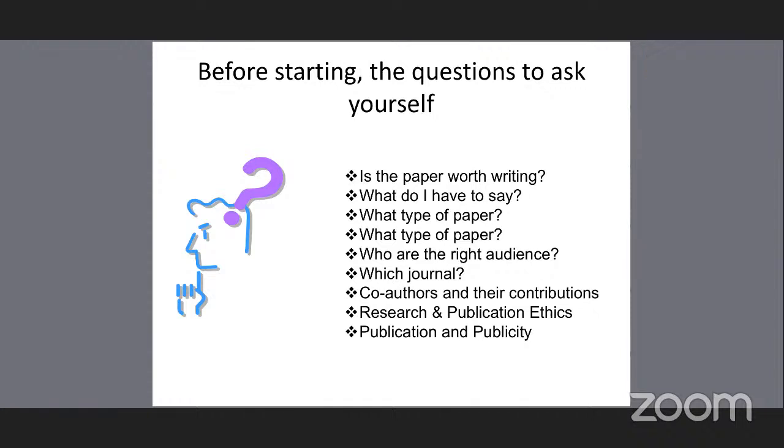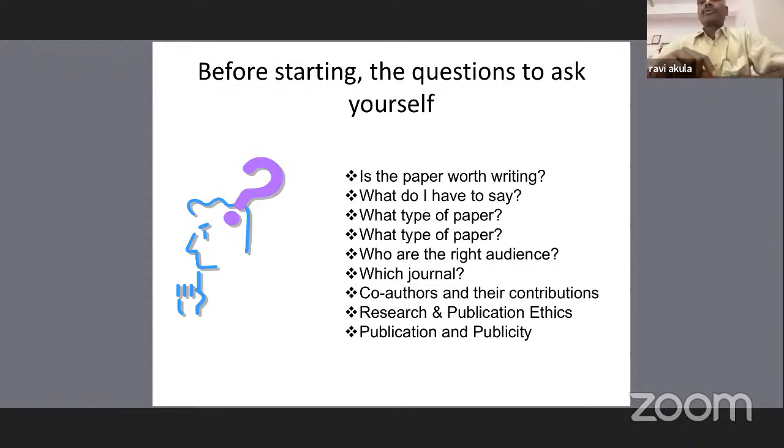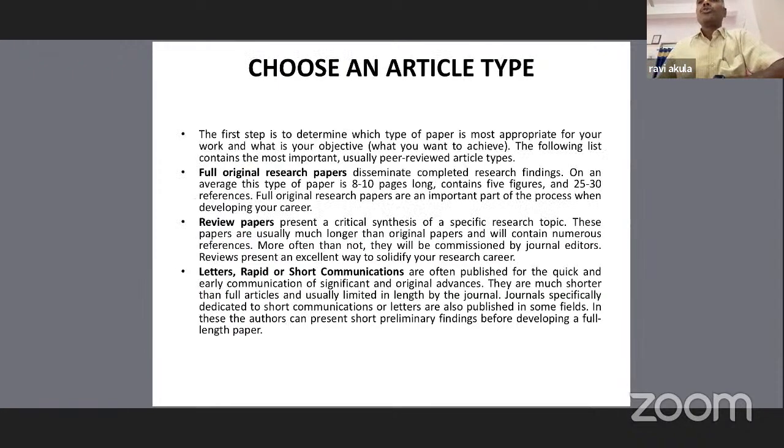So then the next is choose an article. The first step is choose an article type. What type of paper you would like to write? So there is a classification, and this classification is not a fixed one. Depending on the type of the paper or the content covered or the methodology followed to come up with the research paper, they are broadly classified into 3 types.